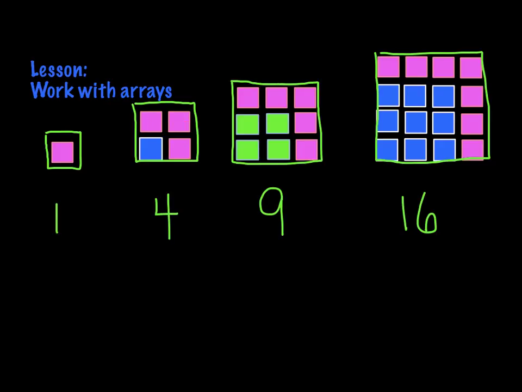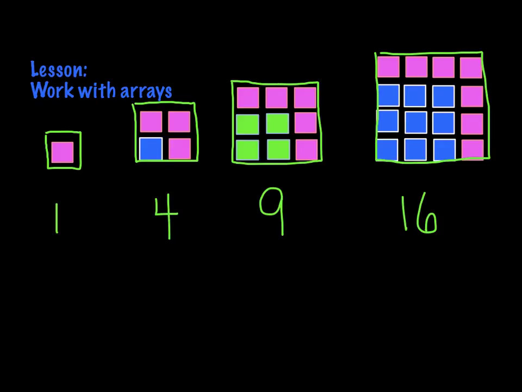We added a row, we added a column, we came up with our second square number. Then we took this square number, placed it over here in the green. We added a row, we added a column, came up with our next square number. This square number became our blue here. We have 9 squares. We added a row, added a column, and now we have another square number, which is 16.